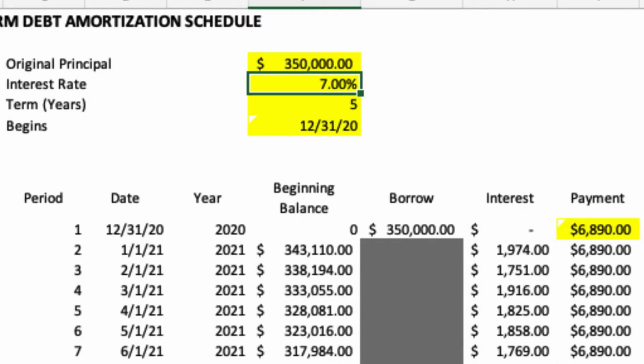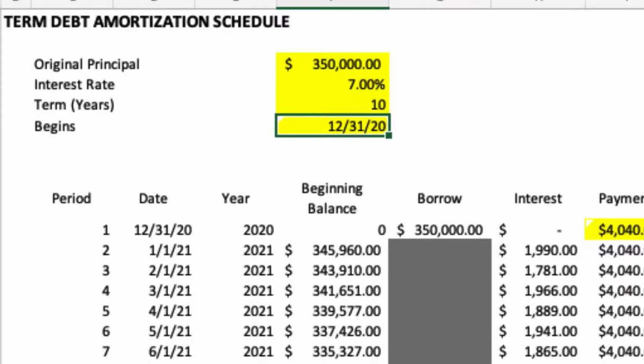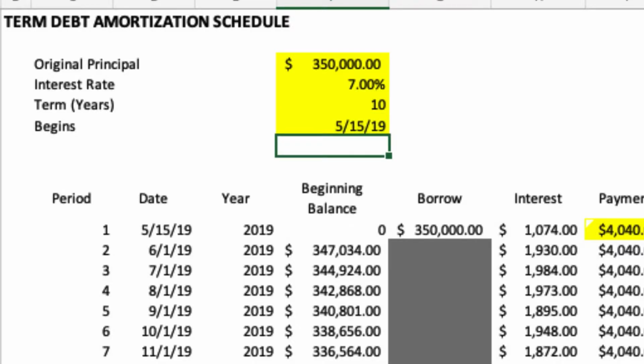Let's go ahead and leave that at 7% interest rate. Let's assume it's for 10 years instead of 5 years. And let's say instead of the loan starting on December 31st of 2020, let's change that to May 15th of 2019. So that's going to carry forward into our financial forecast in terms of what our loan balances will be and what our interest expense is going to be.